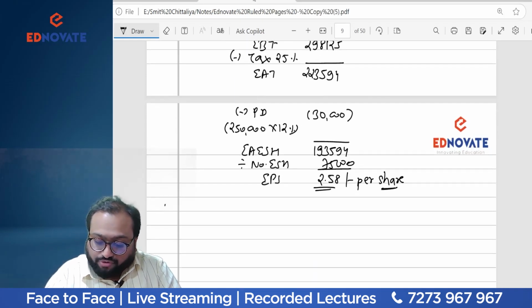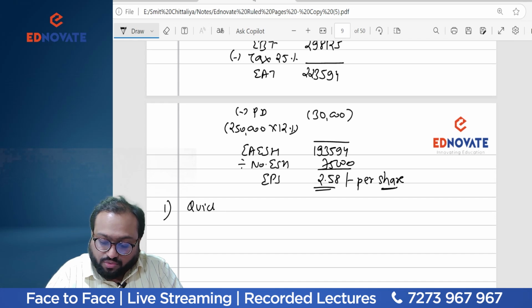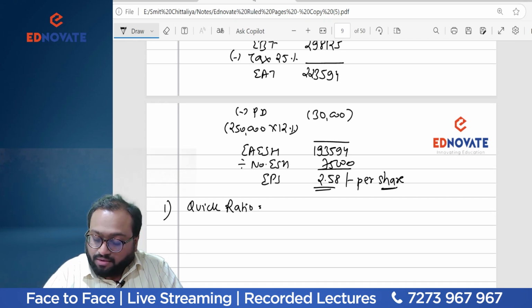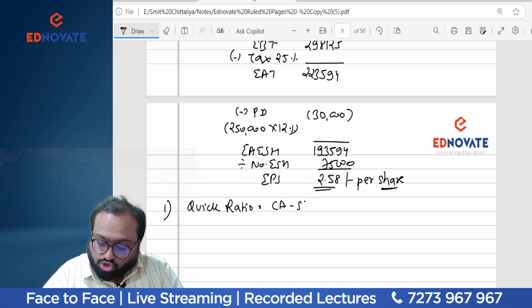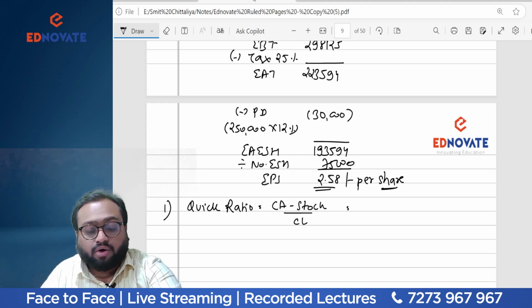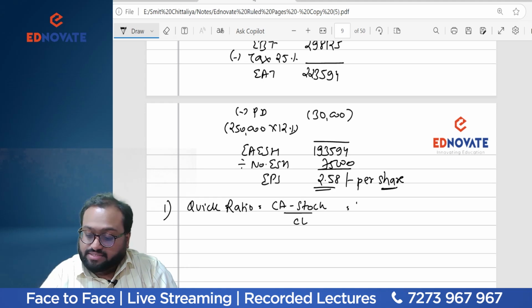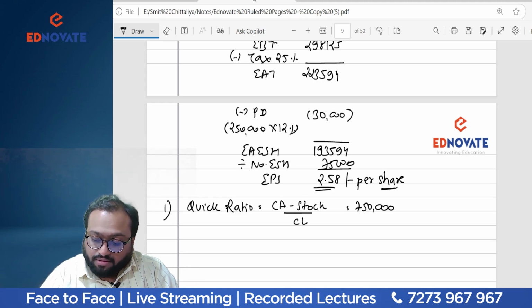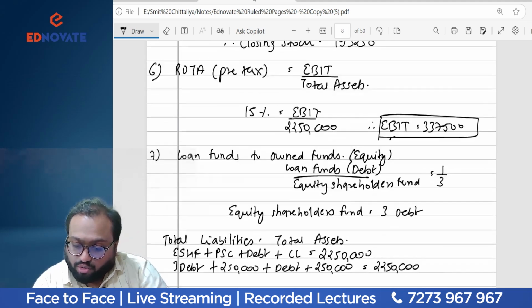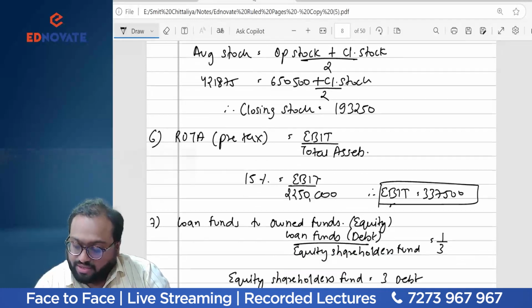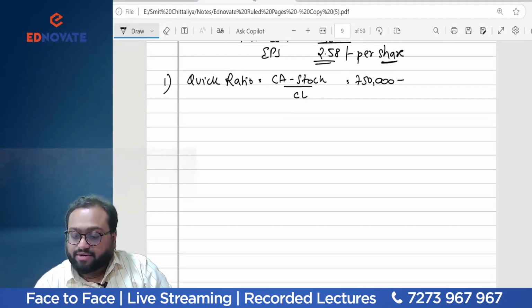What is the formula of quick ratio? Come on, quickly. Quick ratio is equal to current asset minus stock, divided by current liability. Now how much is your current asset? 7,50,000. And how much is the stock? We got a closing stock of 1,93,250. Am I right? We have calculated it.